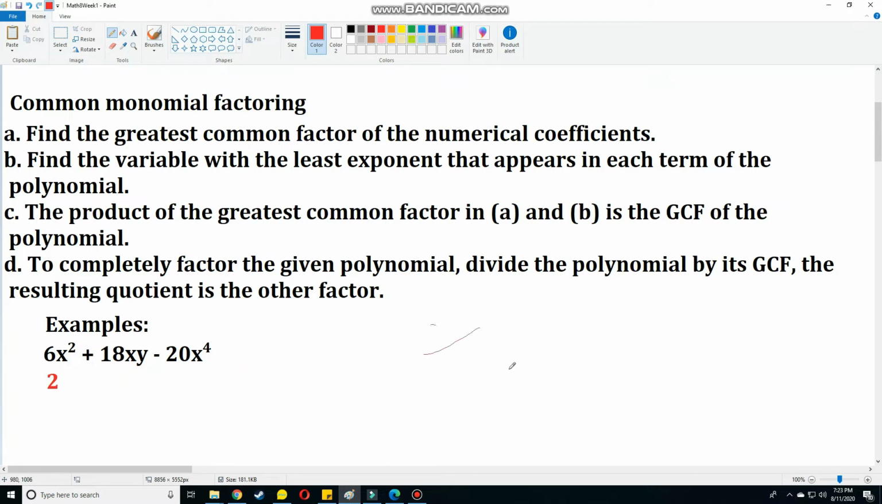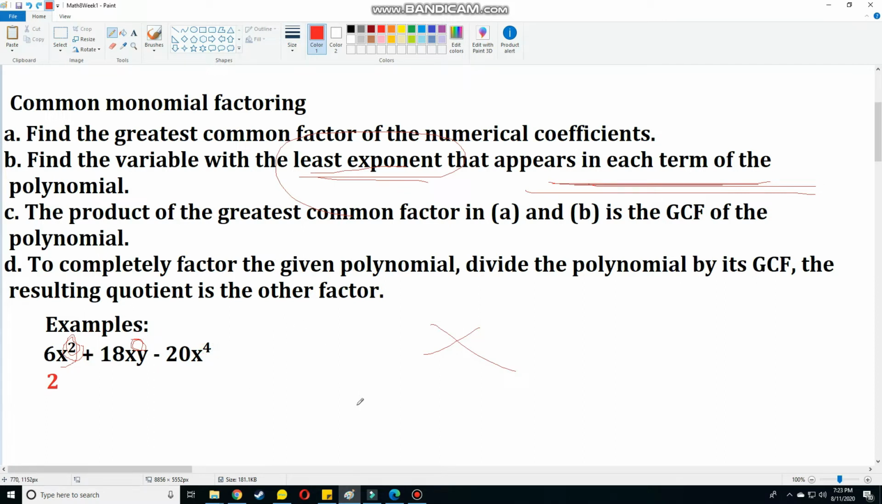So now let's have that x, and let's focus on this statement, least exponent. The factor that we would use is the variable that appears in every term, with the least exponent. What is our exponent here? It's on the second degree. How about this one? It's on the first degree. And how about this one? It's on the fourth degree. So you have second degree, first degree, fourth degree.